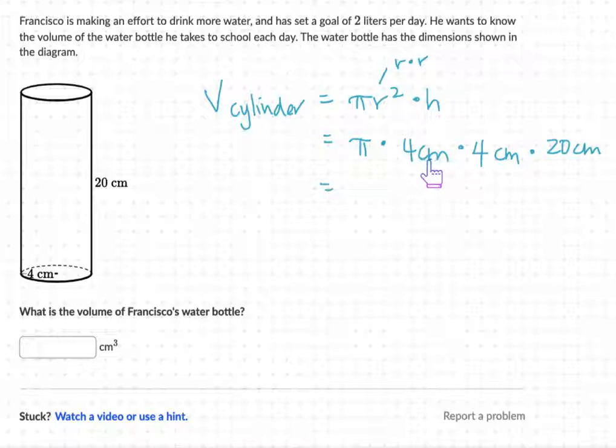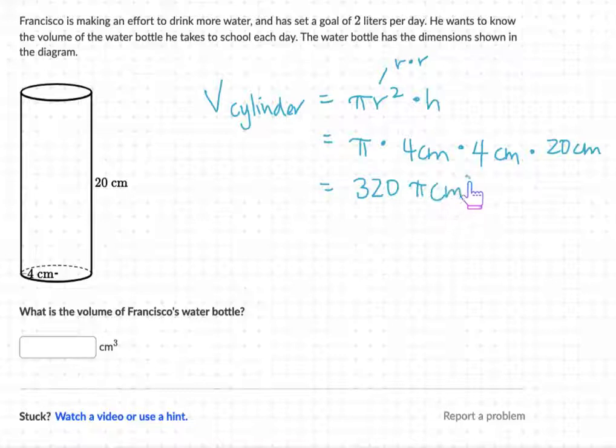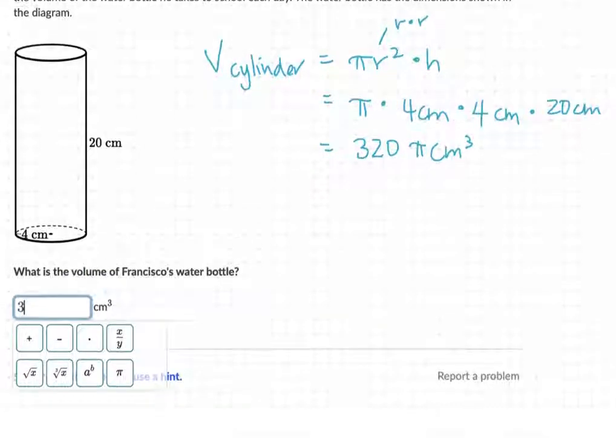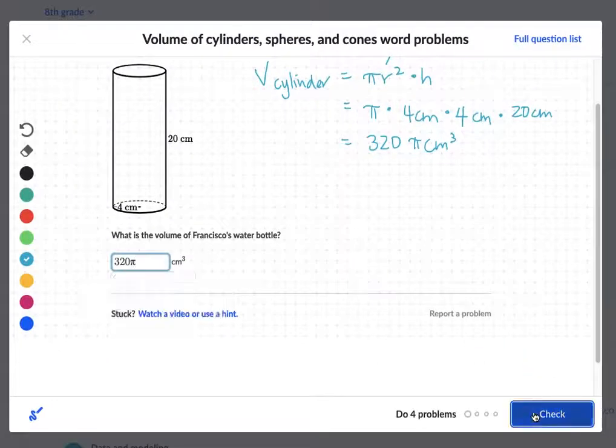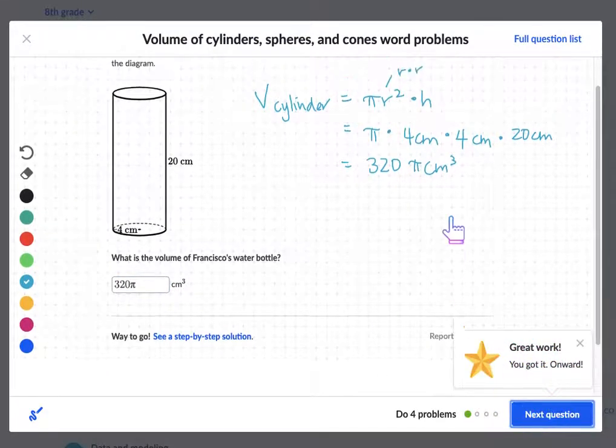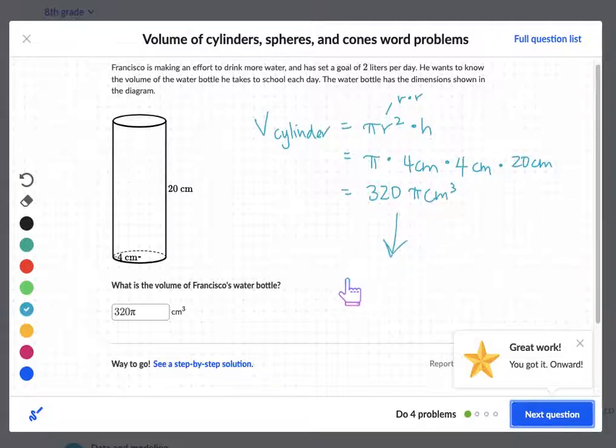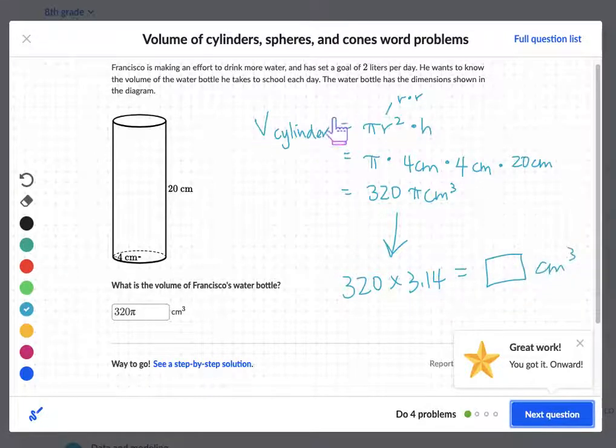So this would be 320 pi centimeters cubed, because there's 3 of them. And if that doesn't work, then we'll have to multiply by pi, 3.14, but it should work. There we go. So what I meant by that is another way you could write it is 320 multiplied by 3.14. You would have to do that in your calculator to get that answer, because they didn't specify what type of answer they wanted, but most would accept that answer.